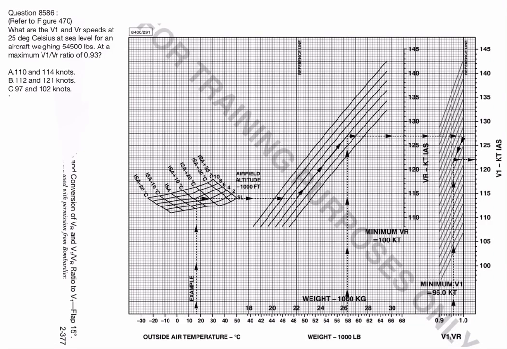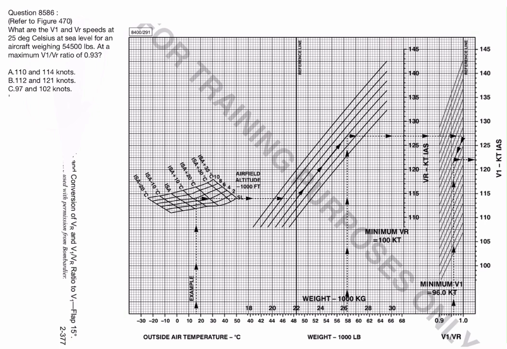Let's take a look at question 8586. It says, refer to figure 470. What are the V1 and VR speeds at 25 degrees Celsius at sea level for an aircraft weighing 54,500 pounds at a maximum V1 VR ratio of 0.93? So we only have this one chart, figure 470.